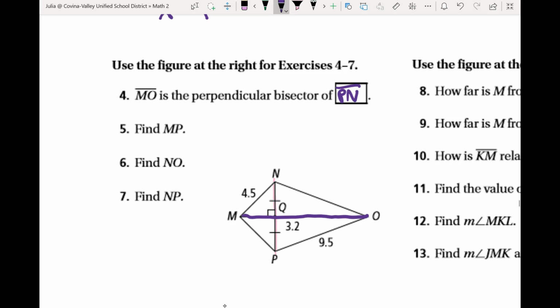So if MP, or find MP right here, what would that have to be then? 4.5, good. Because M is on the perpendicular bisector. Can you find NO? 9.5, good, because O is on the perpendicular bisector going that way. 9.5. And NP, what would NP be? 6.4. Excellent. 3.2 and 3.2.